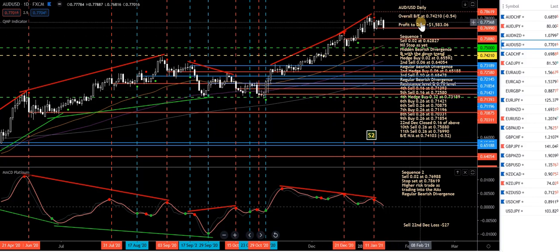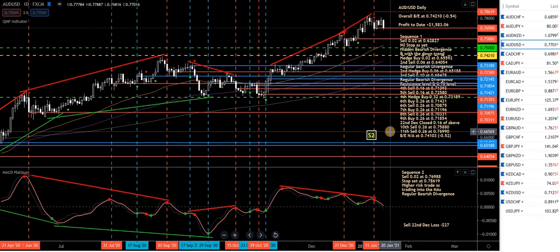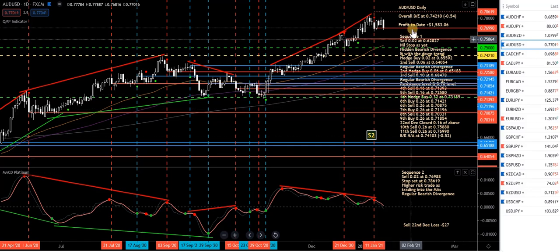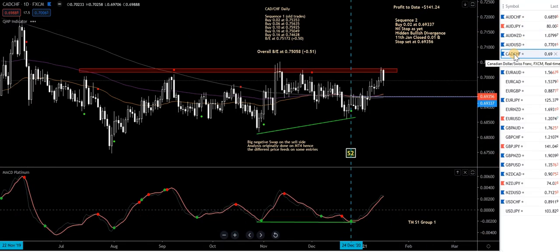This profit to date is how much I've made on each individual pair since I've started trading on the daily time frame. Keep in mind that my base lot is 0.02 on all trades. So that means 20 cents a pip. So it's not bad going for 20 cents a pip. CAD Swiss, this is one of my pet hates.